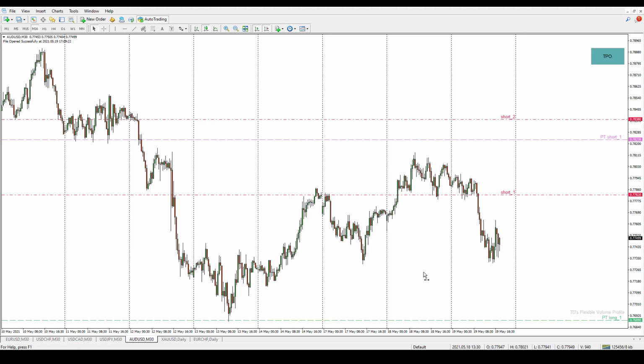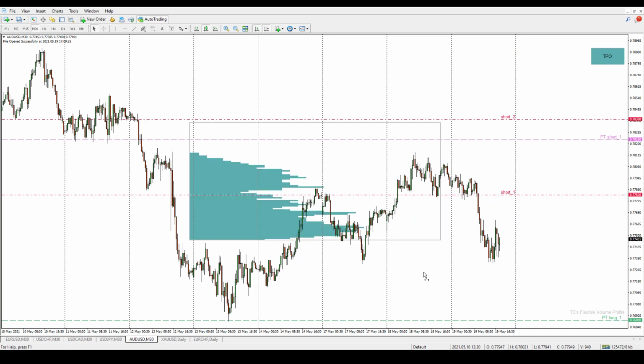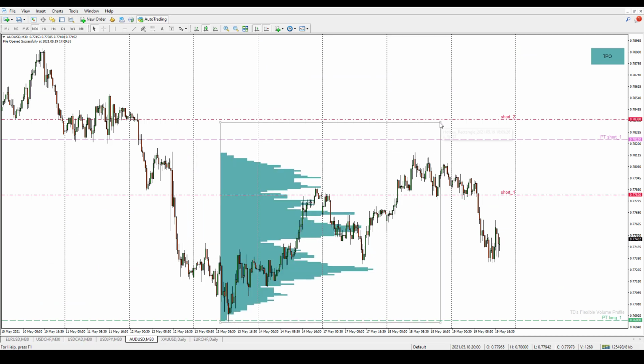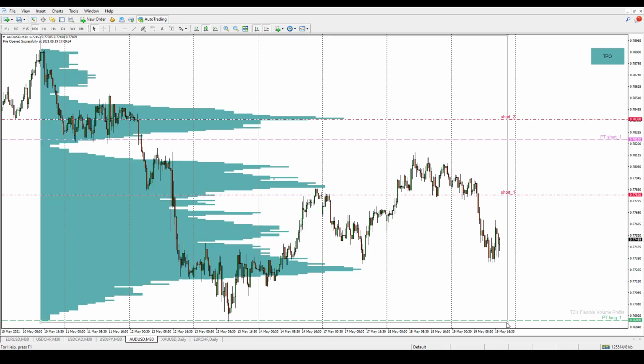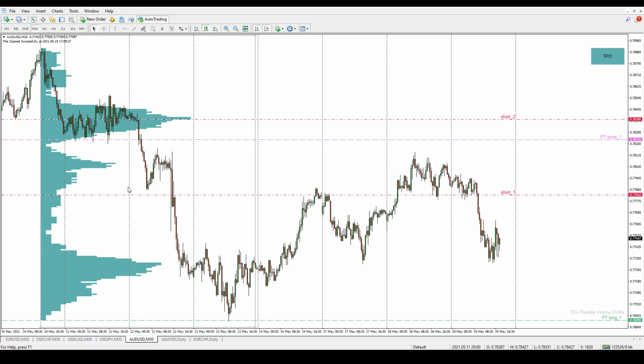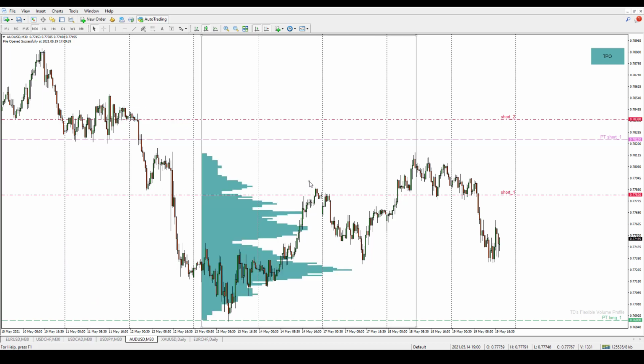So this is the MT4 and this is how the profile looks in here. You can call it with a hotkey and then you can move it around the chart and it will show you how the volumes were distributed in any given area you are interested in. That's basically the same functionality as I showed you on the profile on the NinjaTrader 8.